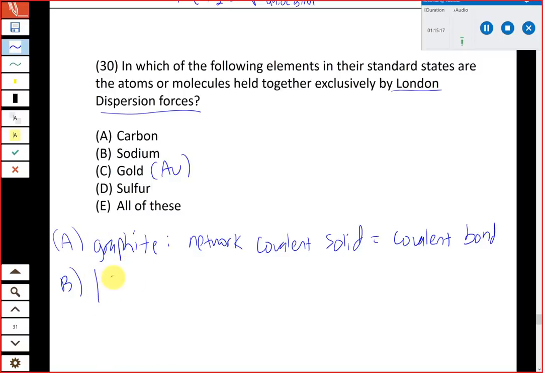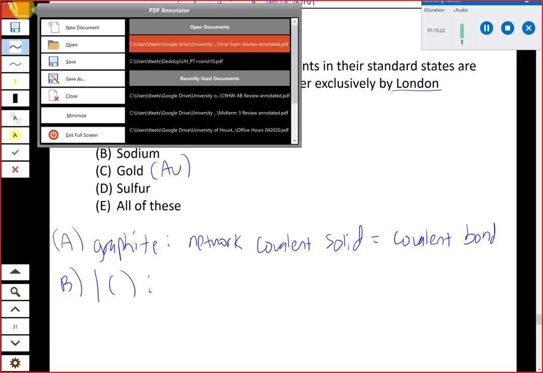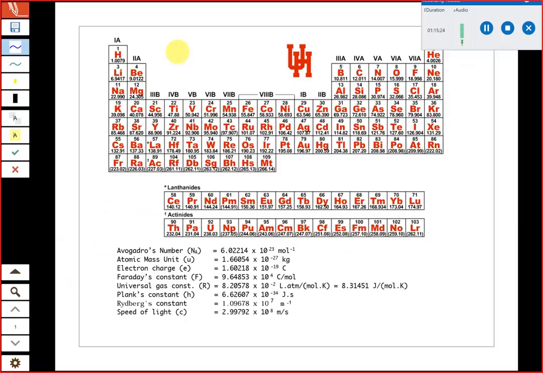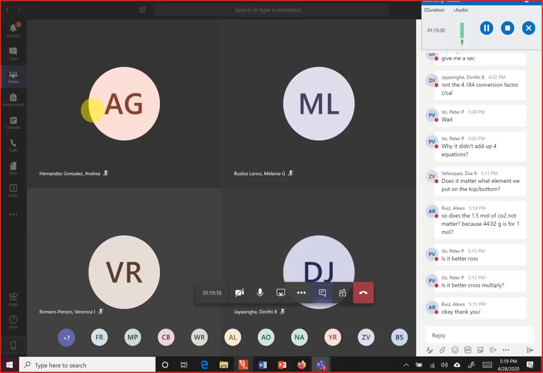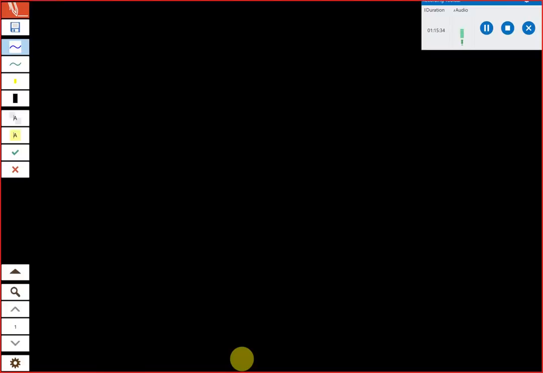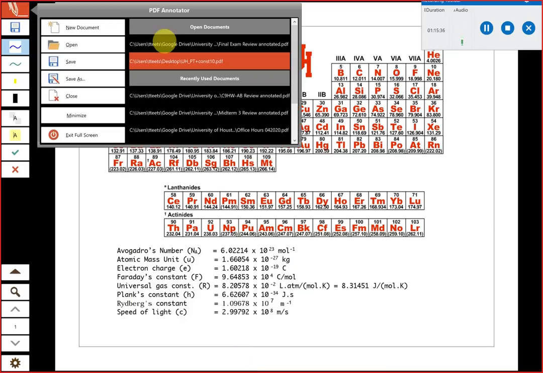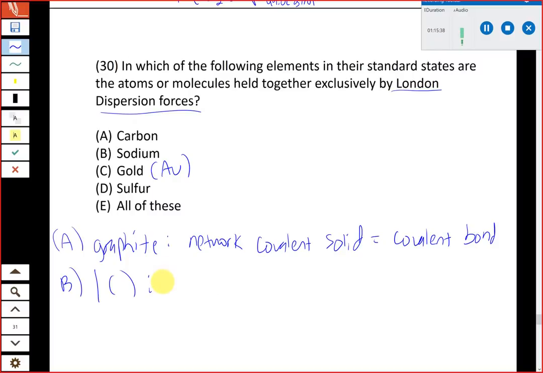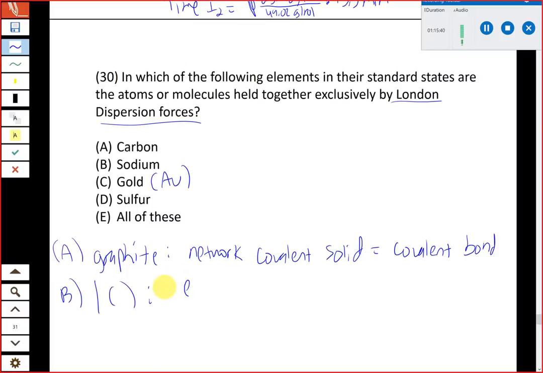All right, so sodium is a metal, gold, Au. We'll go to the periodic table quickly and find those. Sodium is one of the main group metals. Au is a transition metal. So both of those answer choices are metals, and that means they're both going to have metallic bonds holding the atoms together. Okay, so for choices B and C, you're going to have metallic bonds. So you're not going to only have London dispersion forces, you're going to have metallic bonds holding the atoms together.